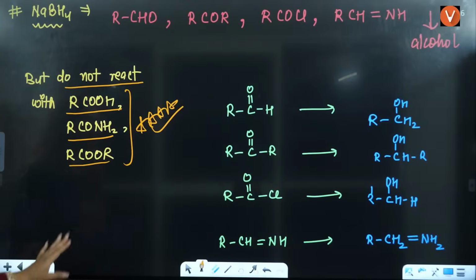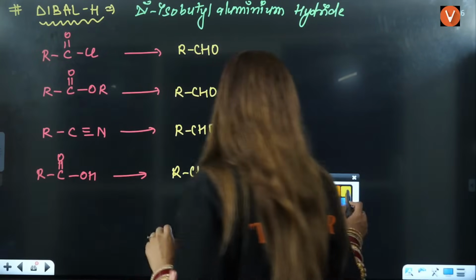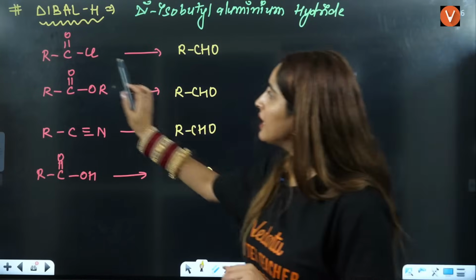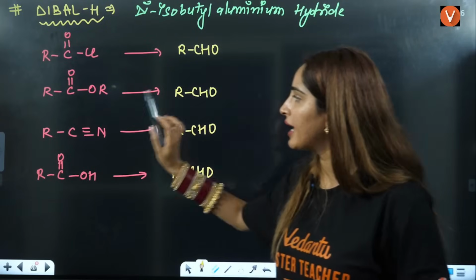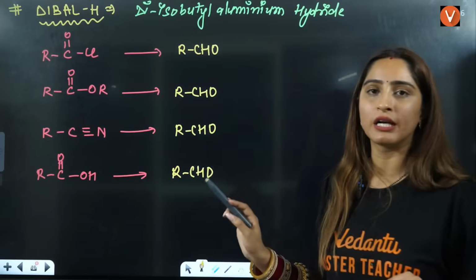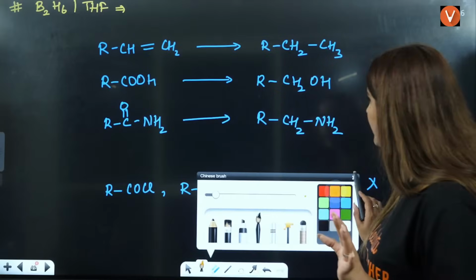Next is DIBAL, diisobutyl aluminium hydride. With DIBAL, acyl chloride is converted to aldehyde, ester is converted to aldehyde, CN is converted to aldehyde, and acid is also converted to aldehyde, right?